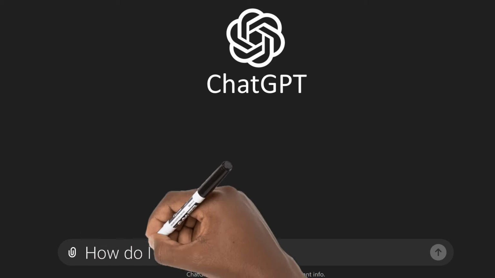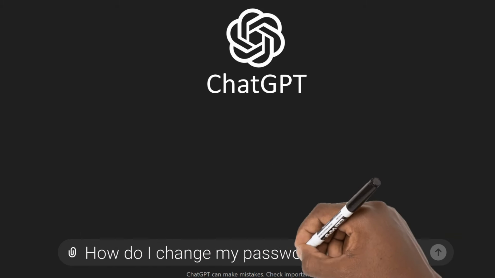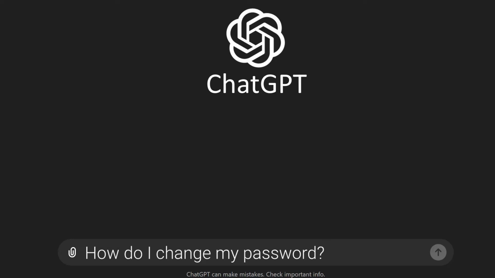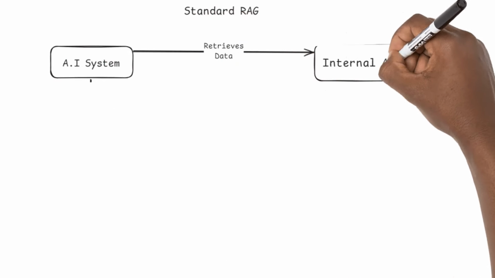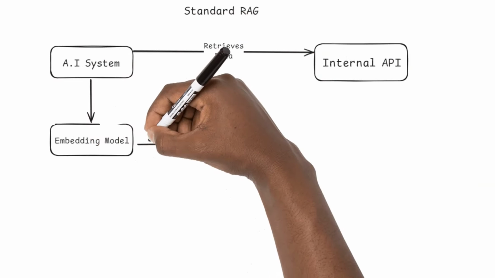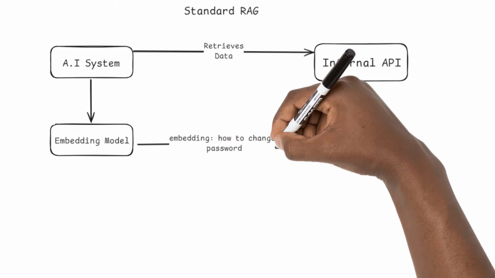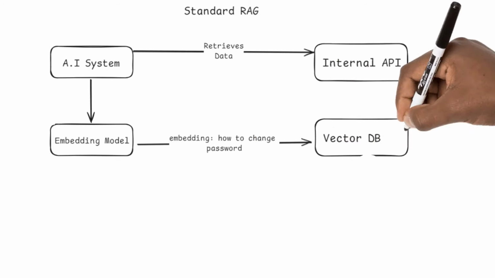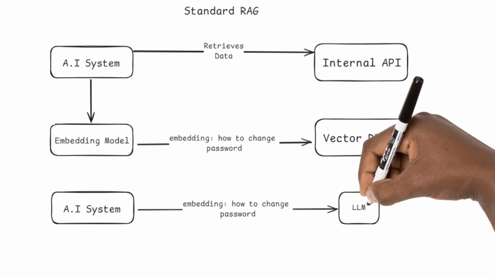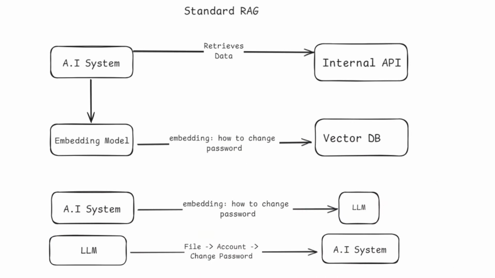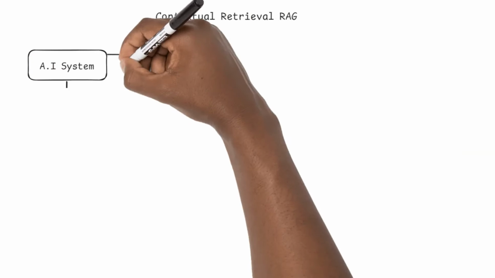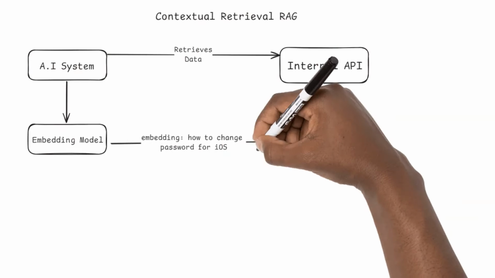Say you want to change your password and you're going to your company's internal system and say, how do I change my password? Now in standard RAG, the AI system will retrieve data from the internal API, get it to an embedding model, which are small language models like Claude Haiku and OpenAI O1-mini. We add the embeddings to a vector DB, and when a user prompts, the embeddings are sent to the LLM, and then the LLM gives an answer, which is wrong for large context because it does not know which system the password changes for.